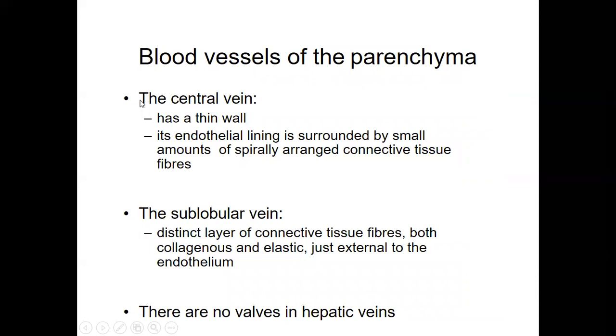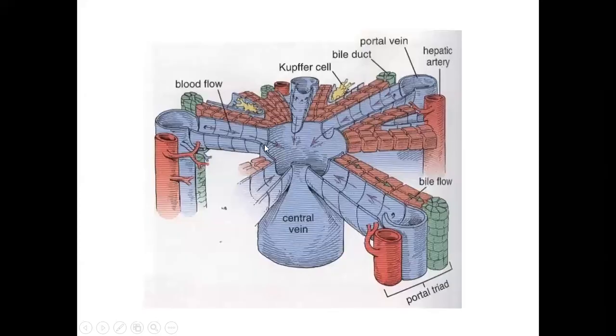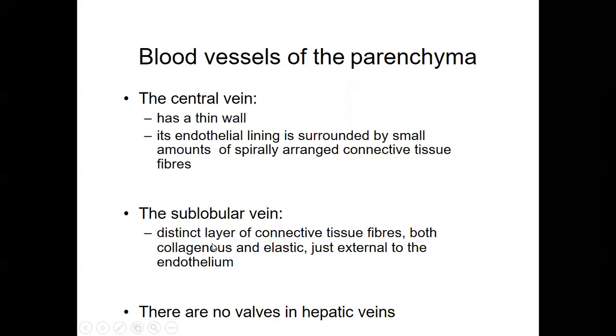Okay, the blood vessel of the parenchyma, we have the central vein, which has a thin wall. Its endothelial lining is surrounded by a small amount of spirally arranged connective tissue fiber. So you can see here, this is the central vein. It has a thin wall. And then we have the sublobular vein, a larger vein. It has a distinct layer of connective tissue fiber, both collagenous and elastic, just external to the endothelium.